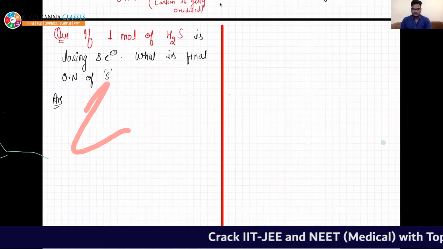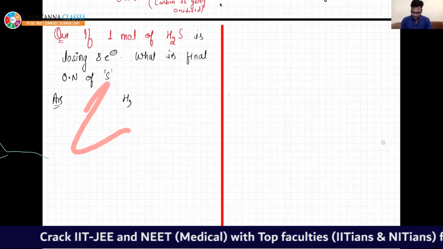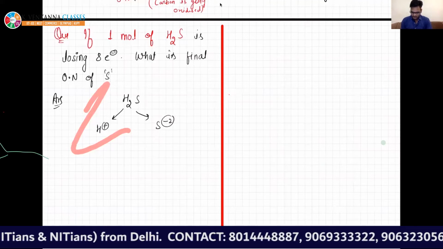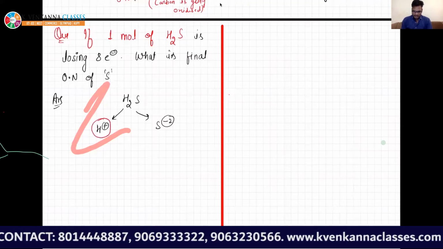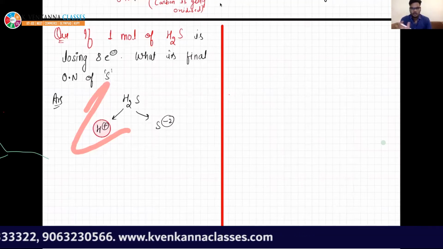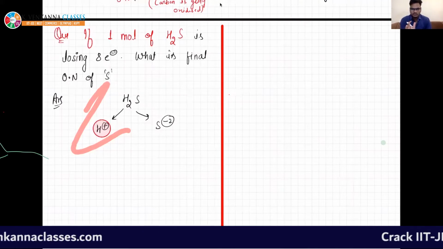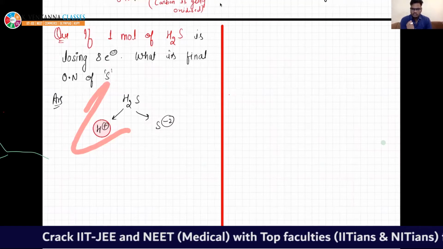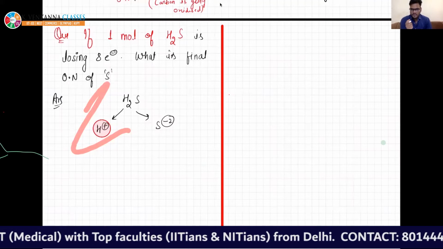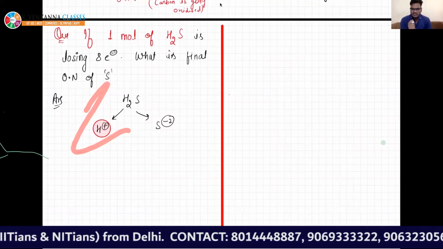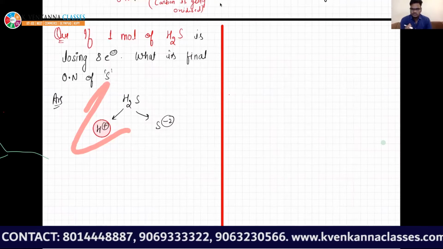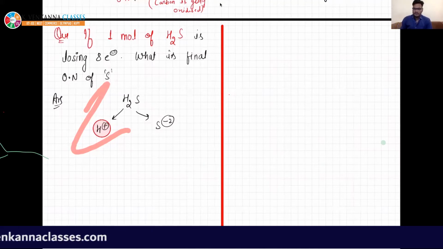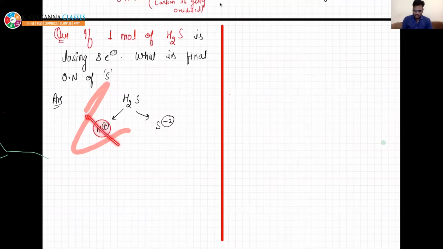If such a question is given, you need to understand there are only two elements, two atoms. One is hydrogen, which is present in +1, and sulfur, which is present in -2. H+ has 0 electrons. It is not having any electron, because it had 1 electron which has already been taken. So now it cannot lose any electrons. Sulfur is the other atom which can lose, because it is in its minimum oxidation state. After losing, its oxidation state will increase.